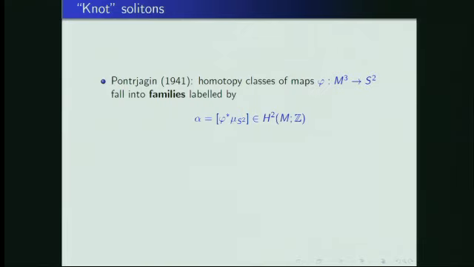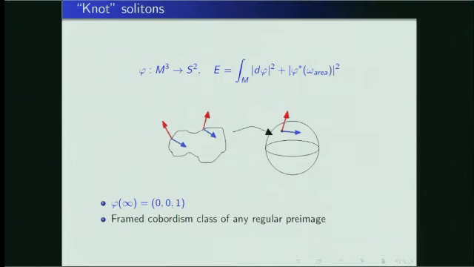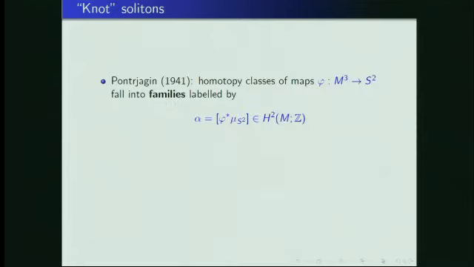Okay, so that's a geometric picture of how you classify these things homotopically when you're mapping from a compact oriented 3-manifold into S2. Is there an algebraic way of doing it? Well, there is, and there is a link between the two. It's rather subtle, in fact. It was first discovered by Pontryagin in 1941.